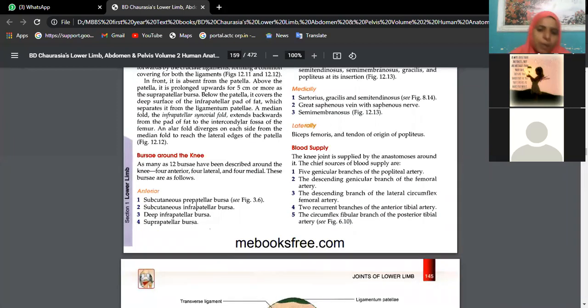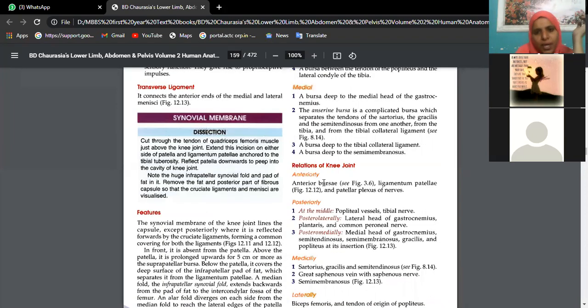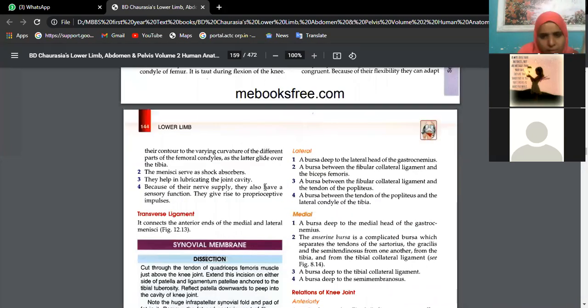Below the patella, you call it the subcutaneous infrapatellar bursa. And deep to the subcutaneous, we have the deep infrapatellar bursa. Suprapatellar is above the patella bone. As I scroll, once I go to that page, I will show you all these bursae. So there is one bursa deep to the lateral head of the gastrocnemius. Between the fibular collateral ligament, also called the lateral collateral ligament, and biceps femoris.